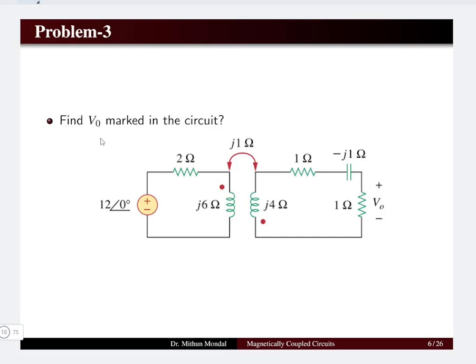Problem 3. Given a network where we have to determine the voltage V0. So V0 is basically the voltage drop across the 1 ohm resistor, and the different elements are shown in the network and the mutual inductances are also given to us. So we have to find what is the potential V0 across the 1 ohm resistor.